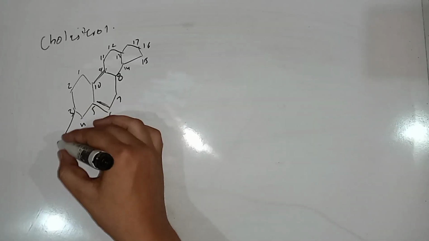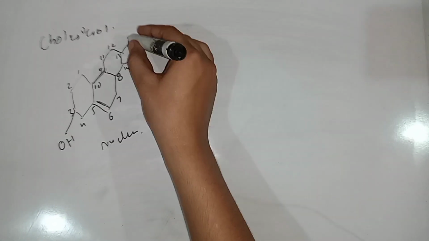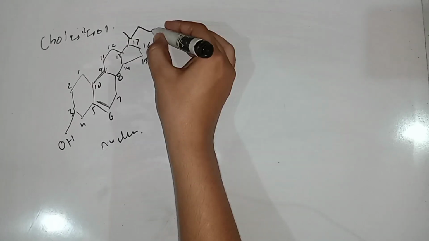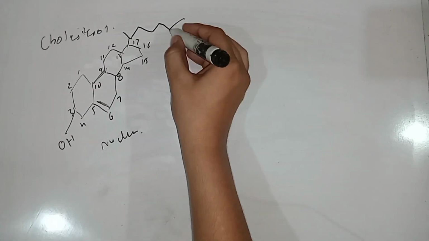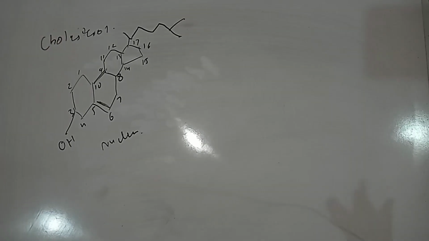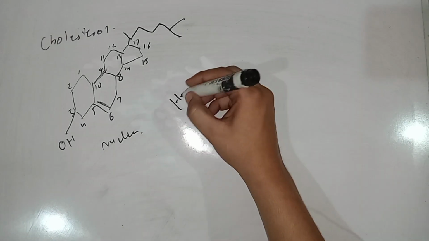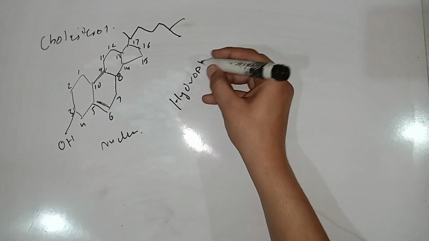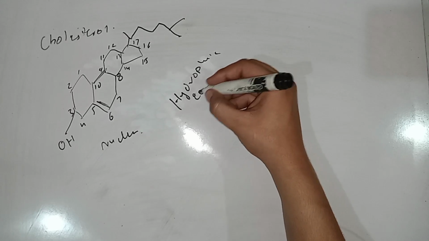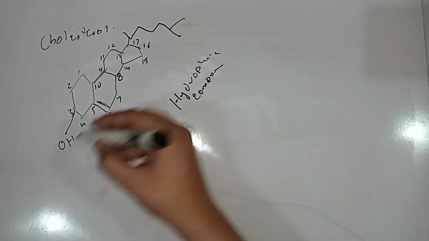At the 3 position there is a hydroxyl group, and here is a branched carbon chain, which is the hydrocarbon tail. This is the structure of cholesterol. Cholesterol is a hydrophobic compound because you don't see polar groups here to make it soluble. The only group it has is the hydroxyl group.